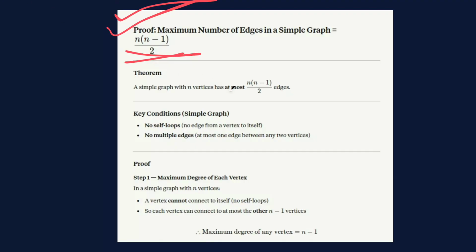So a simple graph with n vertices has at most n into n minus 1 by 2 edges. This is the theorem that we are going to prove right now. So in a simple graph, if there are n vertices, at most how many edges can be possible? N into n minus 1 by 2. That means simple graph means there are no self loops and no parallel edges. Alright, that is the condition.